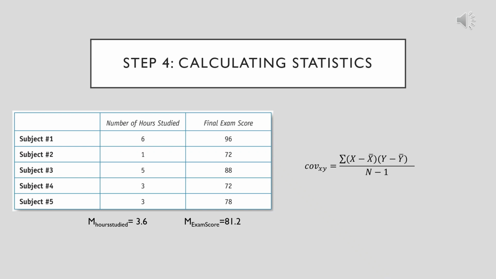Okay, the first thing that we're going to have to do is, of course, calculate the mean for each of these variables, because we need to find deviation scores for each of the variables for all of our participants. So the first thing is we find the mean. We just add up the number of hours studied, divide by the number of people, so that's 5. Same thing for the final exam score, and we get an average amount of hours studied of 3.6 hours and an average exam score of 81.2.